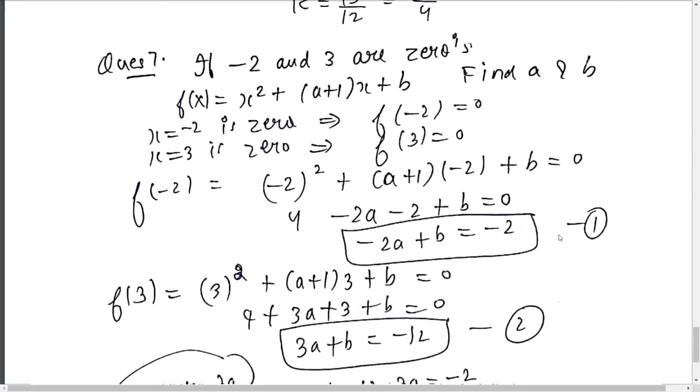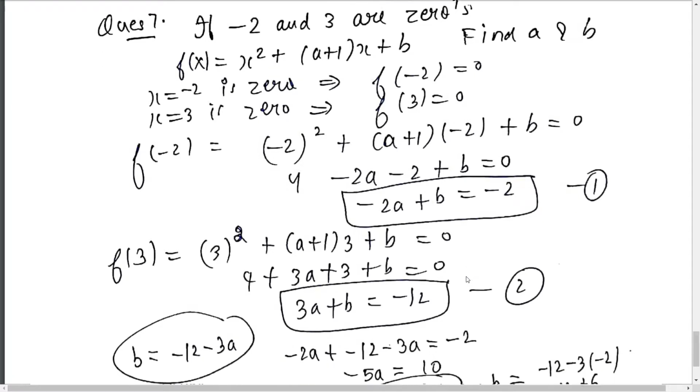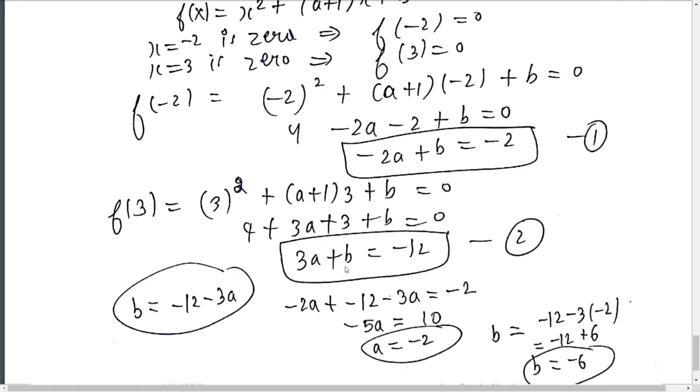So I've got two equations in two variables, linear equations in two variables. So you can easily solve them if you know chapter number 3 of your NCERT book, linear equations in two variables. So from here I write the value as b is equal to minus 12 minus 3a. I have taken my 3a on the other side, it will become minus 3a. So I put this value of b in this equation number 1. So I get minus 2a plus b, whose value is minus 12 minus 3a, will be equal to minus 2. I have done nothing, just replaced the value of b from here and put it in here.